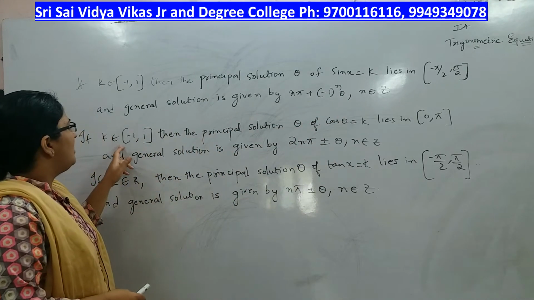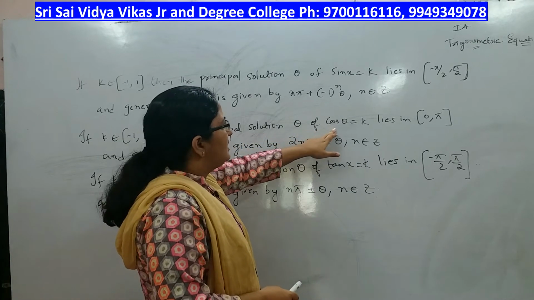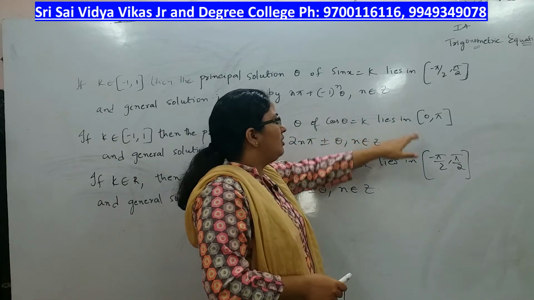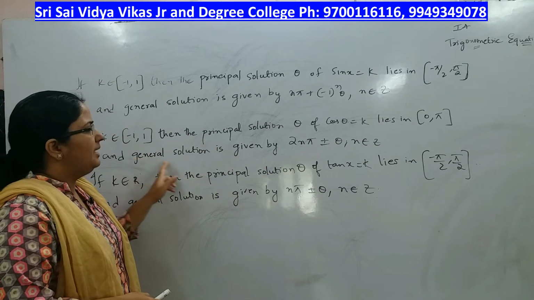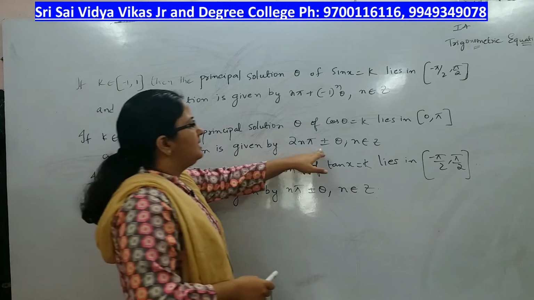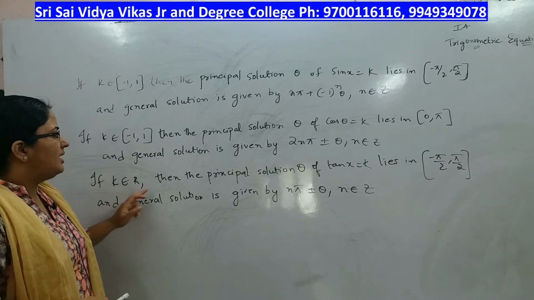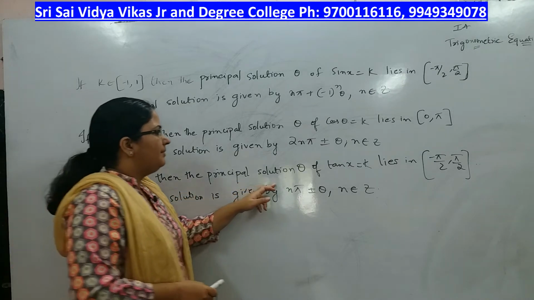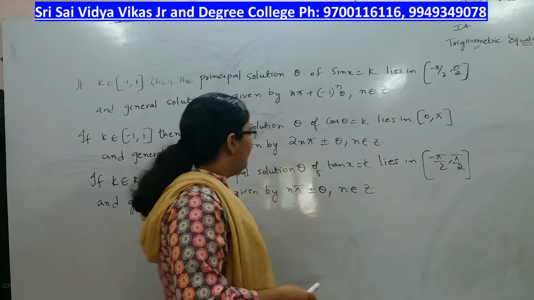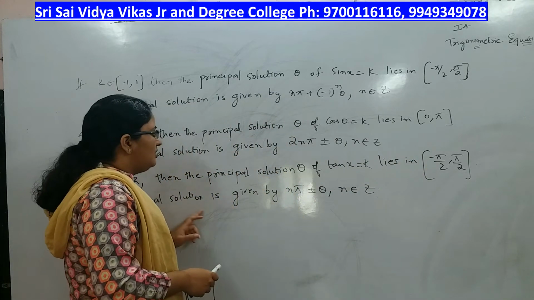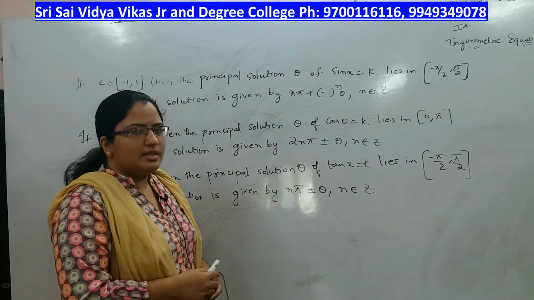If k belongs to [-1, 1], then the principal solution of cos x = k lies in [0, π], and the general solution is given by 2nπ ± θ, where n belongs to Z. If k belongs to R, then the principal solution of tan x = k lies in (-π/2, π/2), and the general solution is given by nπ + θ, where n belongs to Z.